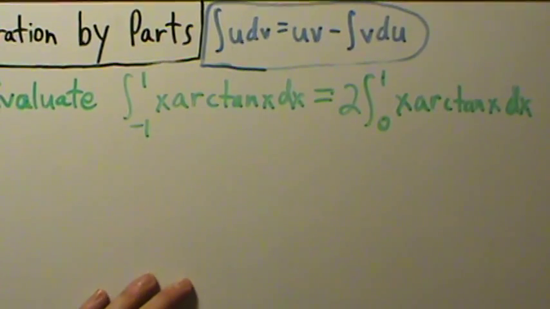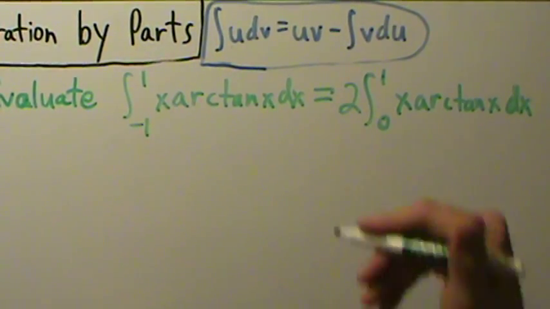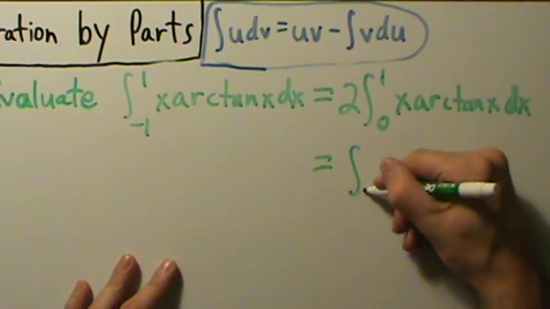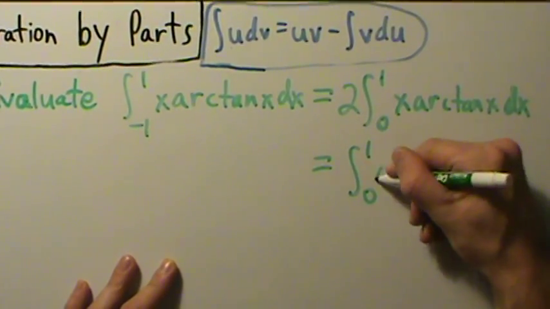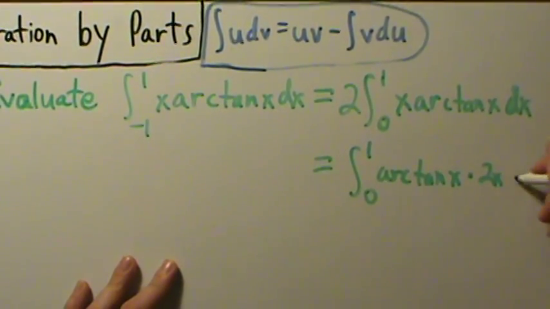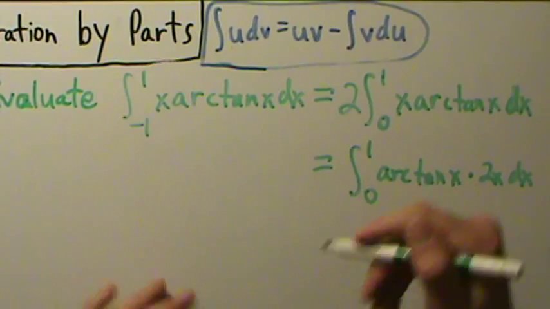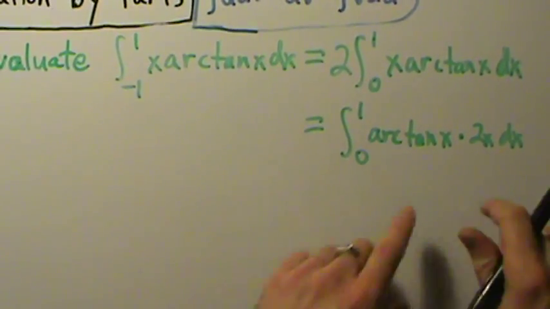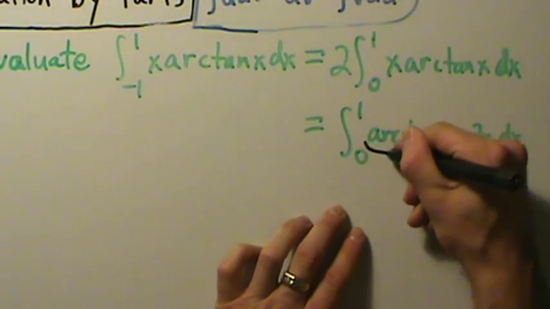So we can rewrite this integral then, now I want to toss in the 2, as the integral from 0 to 1 of, let's say, arctan of x times 2x dx. Now, why did I do it like that? Well, first of all, why did I rewrite it? Because now it's easier to point out what dv is.